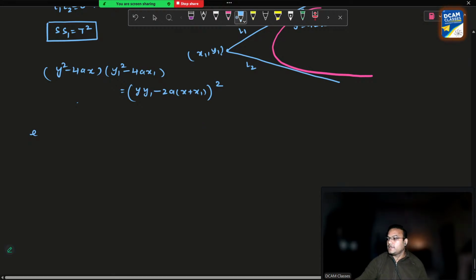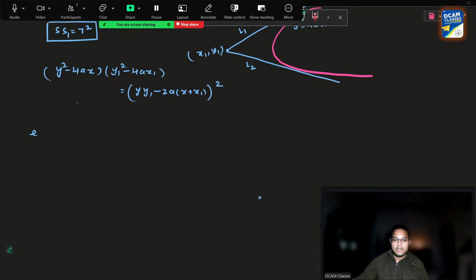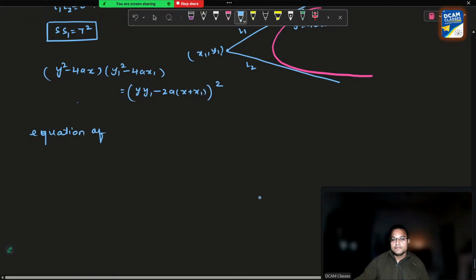What is this? Why is it changing? Okay, let me write with that color only. Equation of chord of contact.